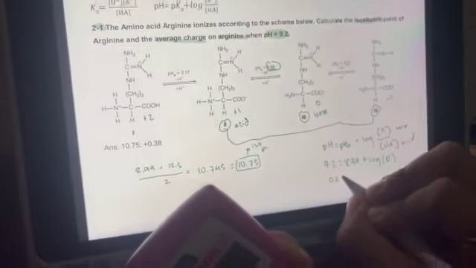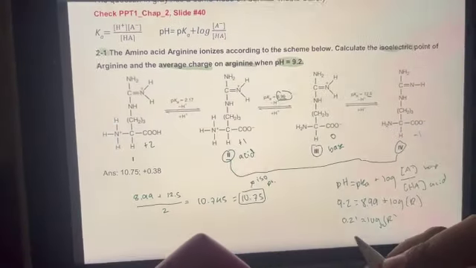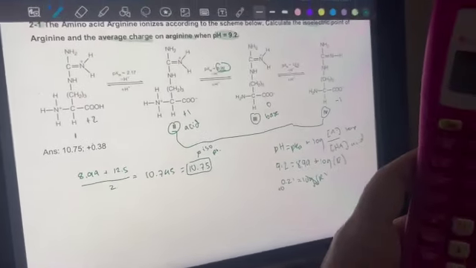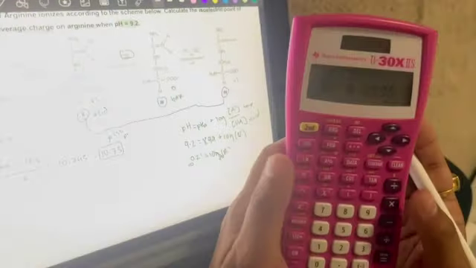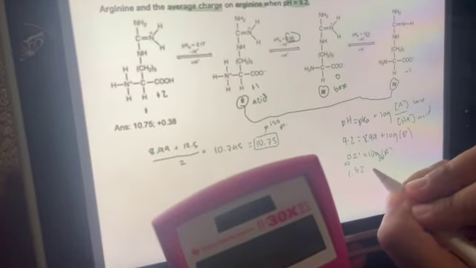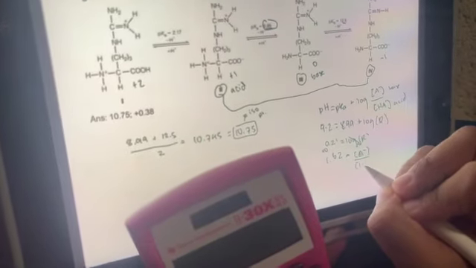So we'll subtract 8.99 from both sides, and we get 0.21 equals log of the ratio. Then we want to take out the log, so we'll raise 10 to both sides, and that'll cancel the log out. And so 10 to the 0.21 power is going to be 1.62, which is equal to the ratio. And since this is a ratio, we want to put this all over 1, right?